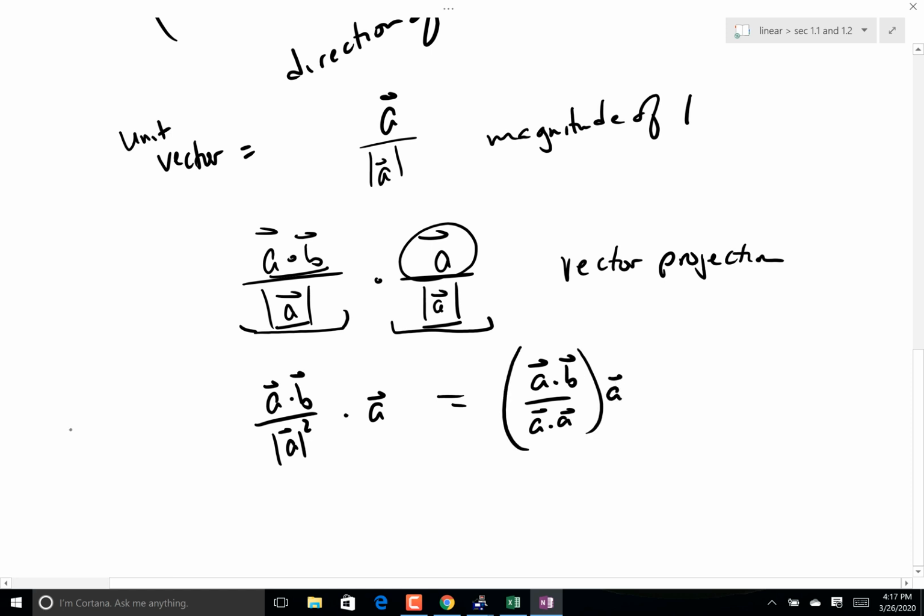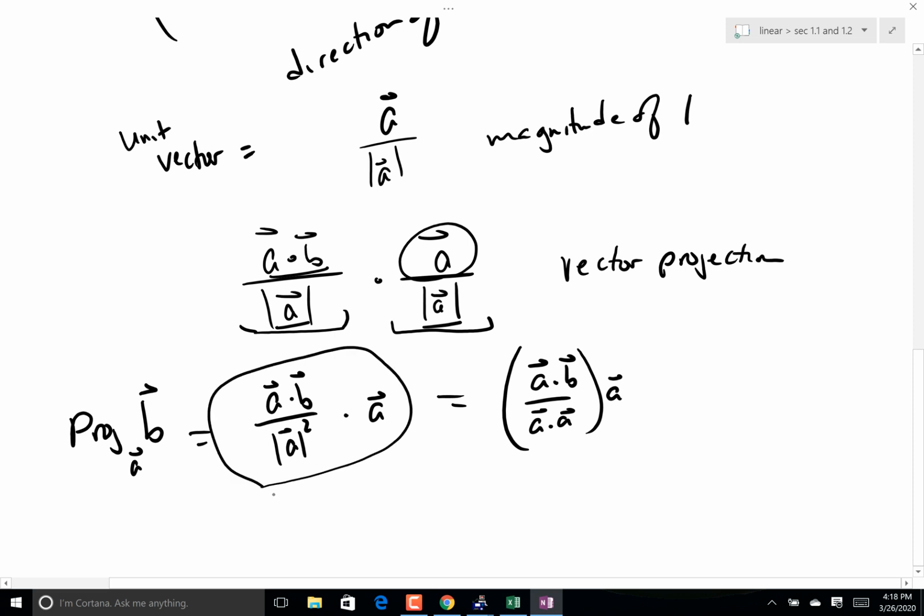Which is the same thing. And they write it, of course, as the projection. Oops, they don't write the whole thing. They write the projection of B onto A. However you like to write it makes no difference to me.